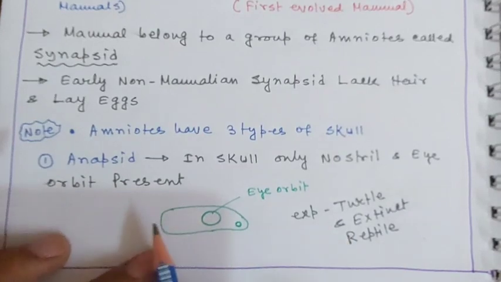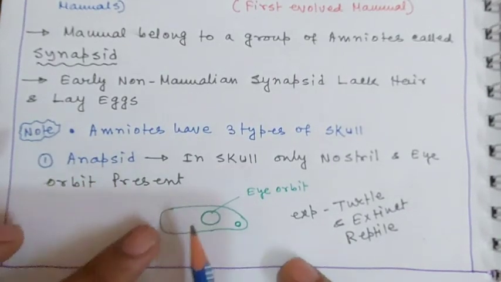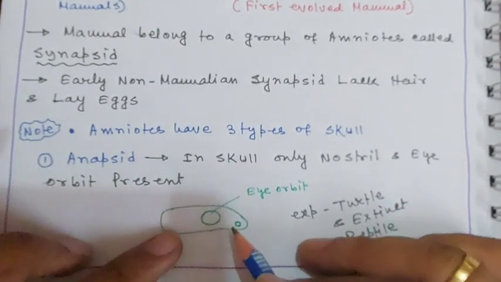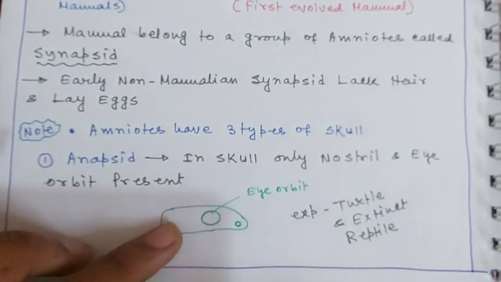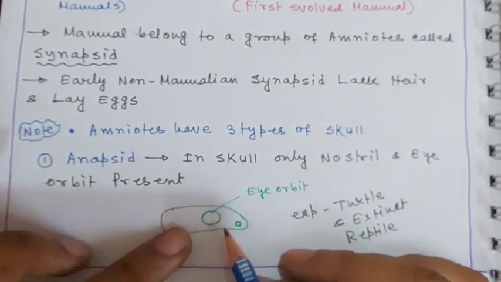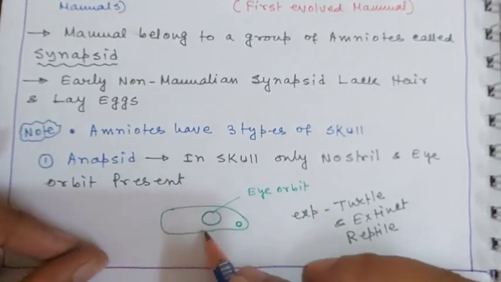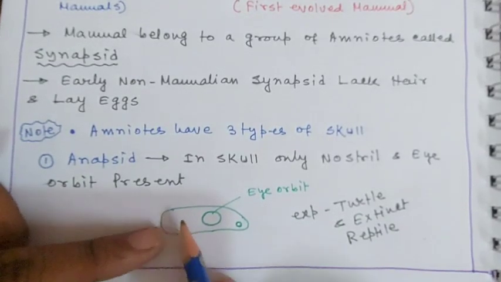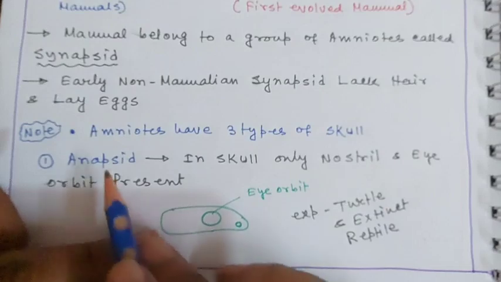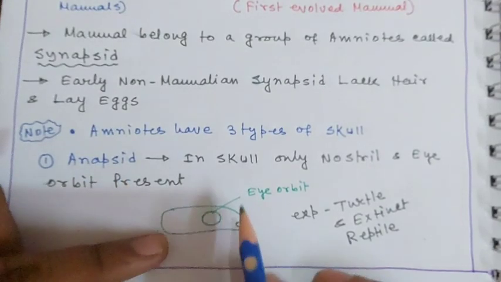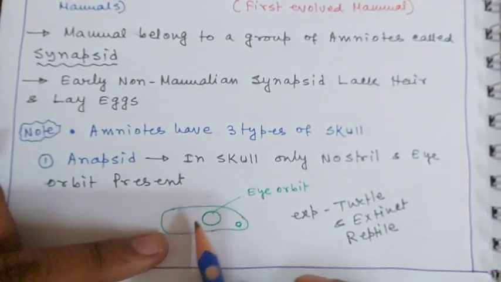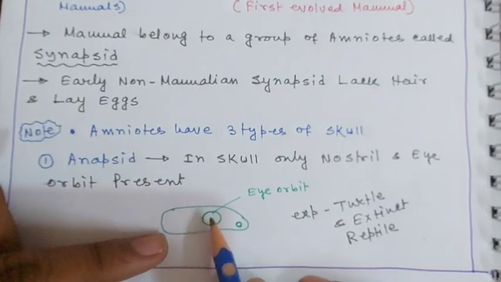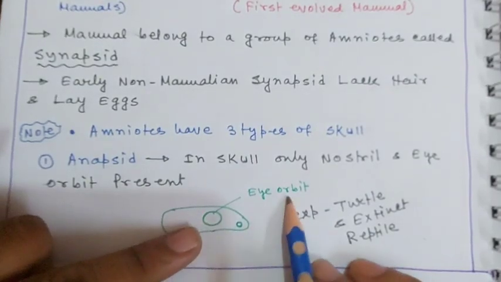Actually, in the Anapsid type of skull, there is no temporal fossa. What is the temporal fossa or the temporal fenestra? You know, in the skull there are different types of bone, the frontal, parietal, occipital, temporal, so different types of bones can be found in the skull. In the temporal region, if there is any hole, then this is called a temporal fossa. But in the Anapsid type of skull, there are only two holes, one is the nostril and another is the eye orbit.